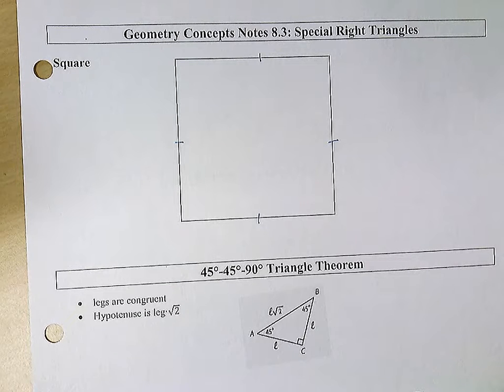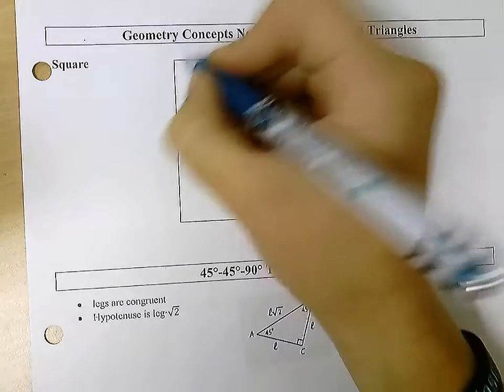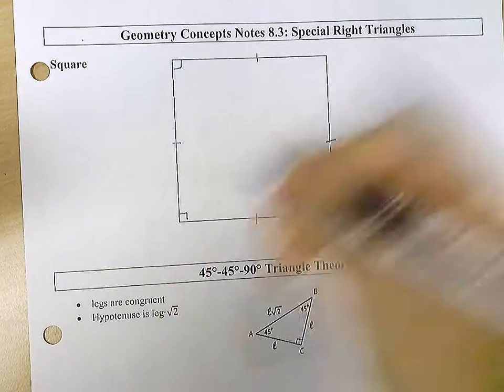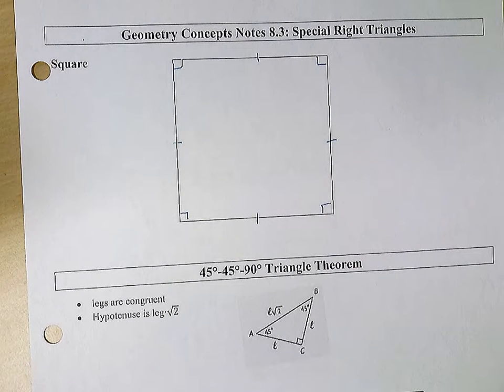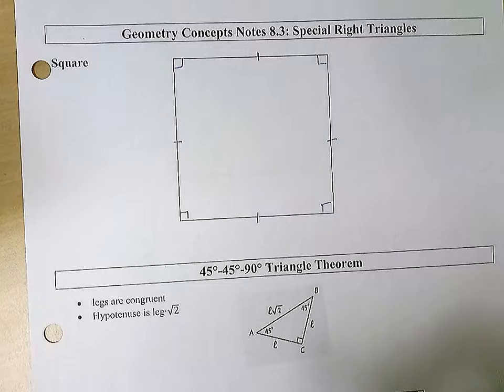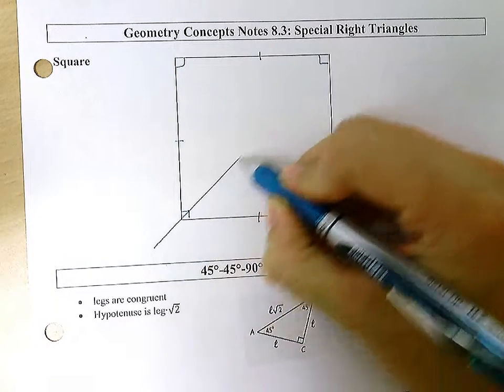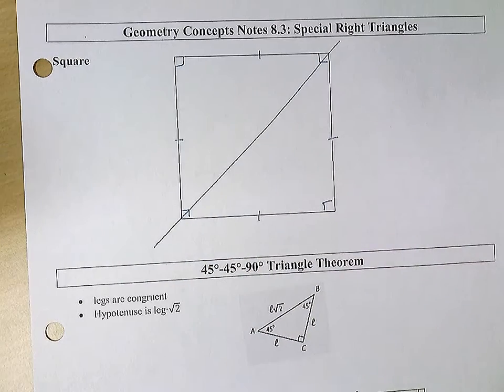What else do we know about a square? All the angles are right angles. That's good. Okay, if they are right angles, they are 90 degrees, right? So what I'm going to do, I want to split this into 2 triangles. So I'm going to draw a diagonal through my square. Okay, so I split this into 2 right triangles.